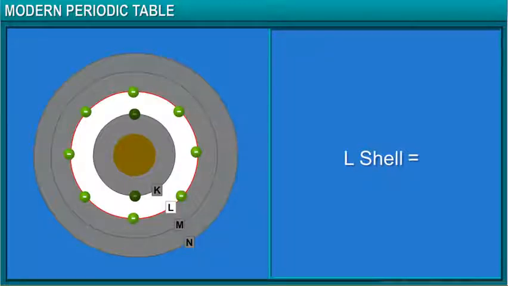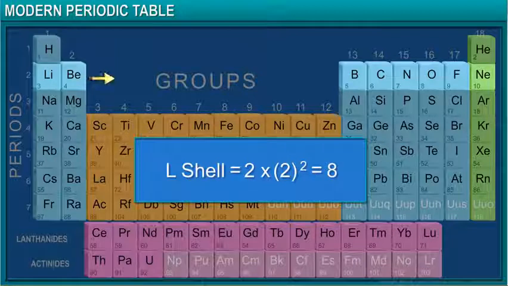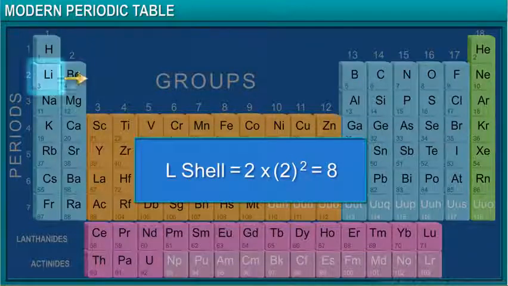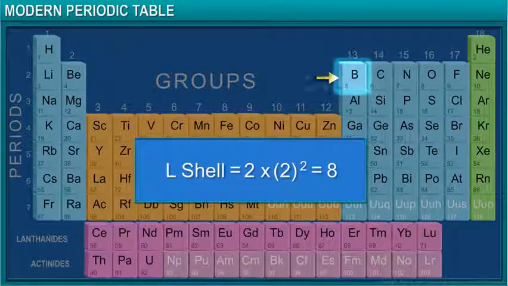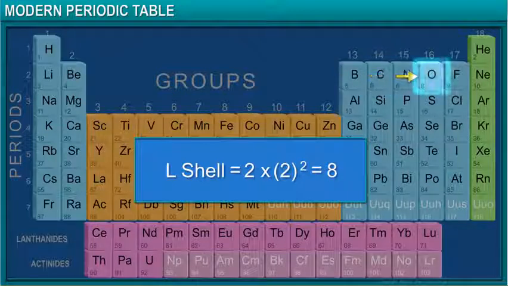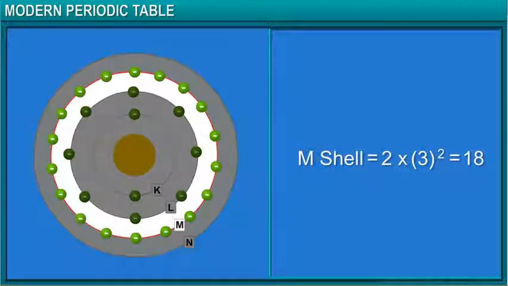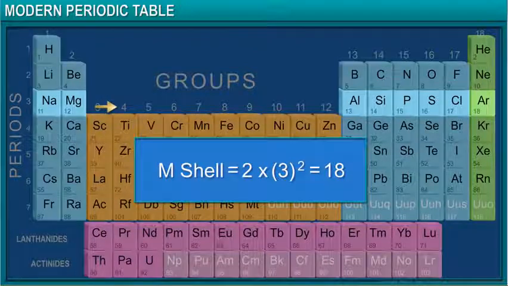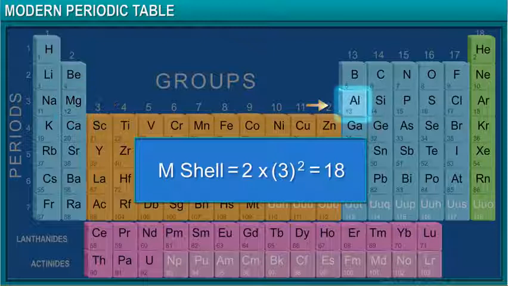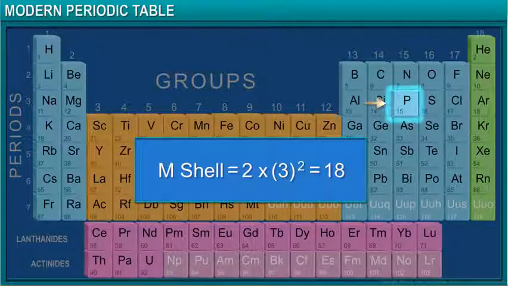L shell is equal to 2 multiplied by 2 squared, which is equal to 8. Hence the second period has 8 elements, that is, lithium, beryllium, boron, carbon, nitrogen, oxygen, fluorine, and neon. M shell is equal to 2 multiplied by 3 squared, which is equal to 18. But the outermost shell can have only 8 electrons. So the third period has only 8 elements, that is, sodium, magnesium, aluminium, silicon, phosphorus, sulfur, chlorine, and argon.